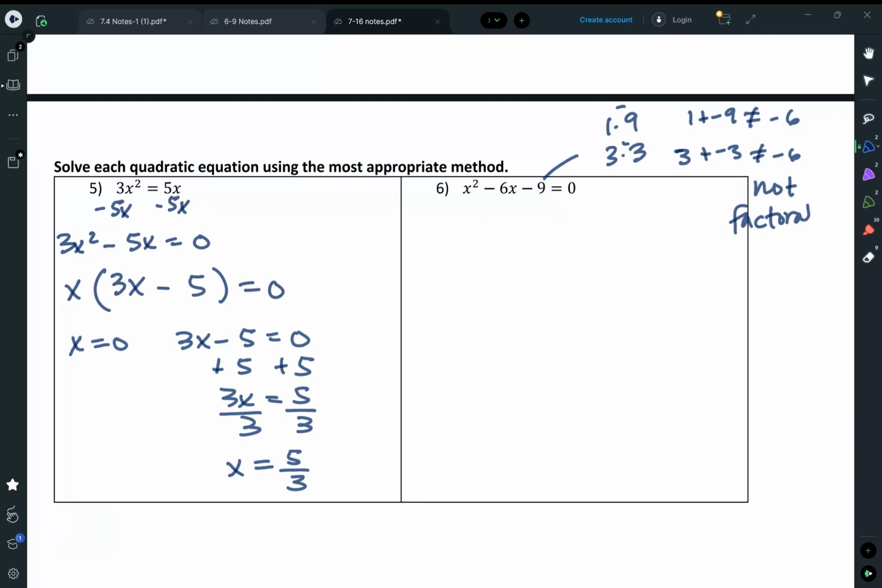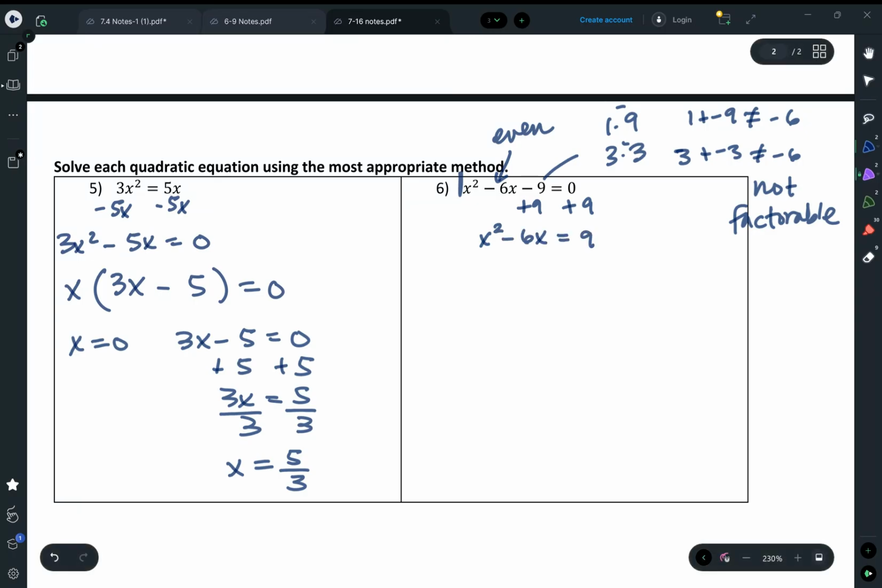So I could do my entire quadratic formula, but the other thing that I notice is I have a 1x squared and 6 is even. So I could use completing the square on this one. So you could do quadratic formula, but it's going to be a lot longer. So I'm going to go ahead and choose to complete the square. I'm going to first move my constant term to the other side. So I have x squared minus 6x equals 9.